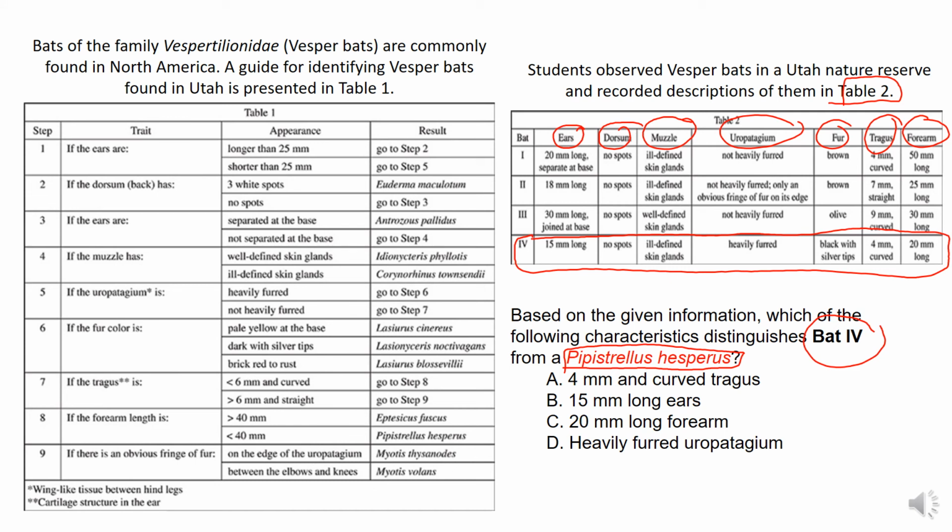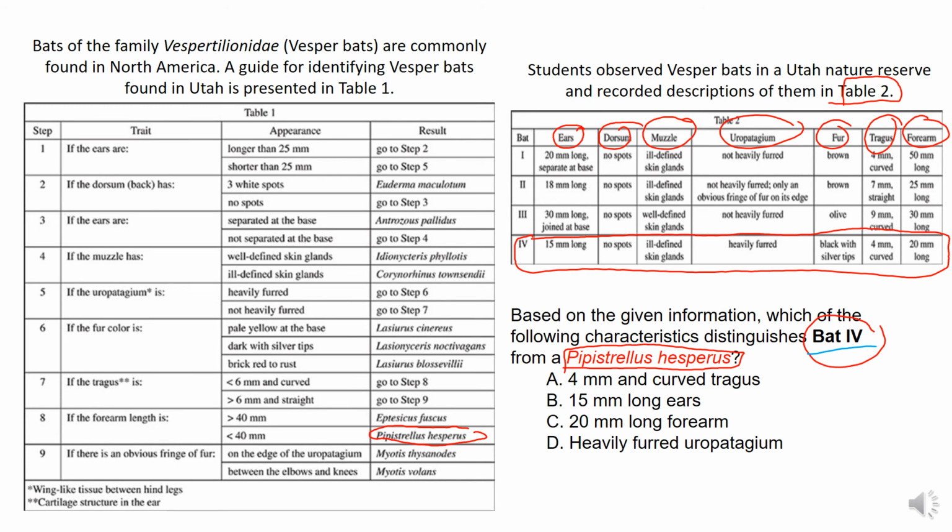Well, let's find that on table 1. That is Pipistrellus hesperus. Now, in order for us to find it, you can do this 2 ways. Some people like to work backwards, and some people like to work in order. So in order for you to get here, you would have to follow the instructions from step 1 to where we are here in step 8. So if we do bat 4's characteristics, I'm going to use a different pen color for bat 4. I'm going to use blue.